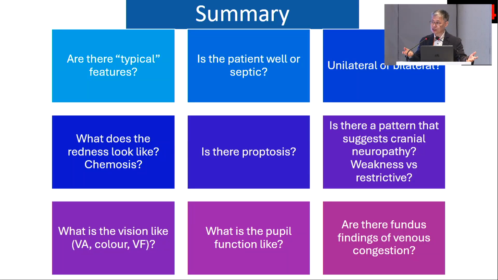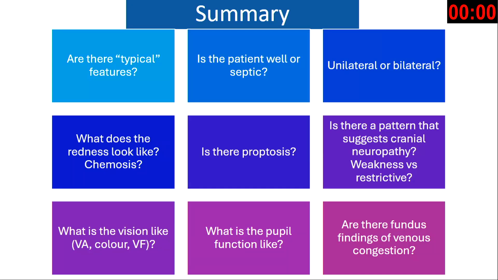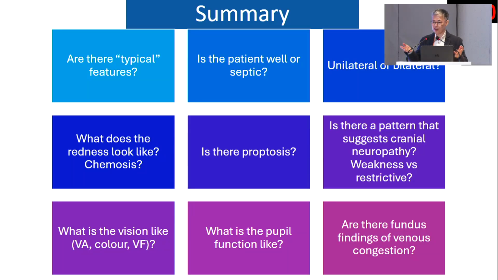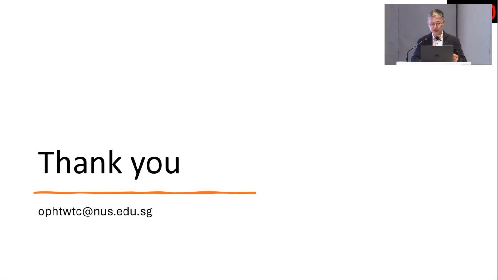Is there proptosis? Some of them do and some of them don't have it. Is there a pattern that suggests a cranial neuropathy? Don't forget, we are ophthalmologists, so what's the vision like? What's the pupil function like? And look in the fundus for any signs of venous congestion that will point us in the way of something vascular. And with that, thank you very much for your attention.